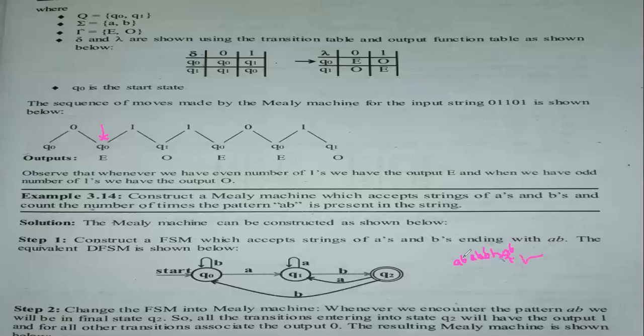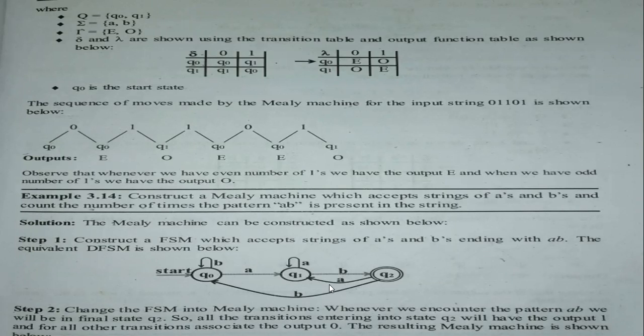The question is, a DFA like a Mealy machine should accept strings of A's and B's. But what you need to do is count how many times the AB pattern has occurred. Here, 1, 2, three times, right? In this particular string, three times the AB pattern has occurred, so that we need to count. That's it. We don't care whether it is accepting or rejecting AB.